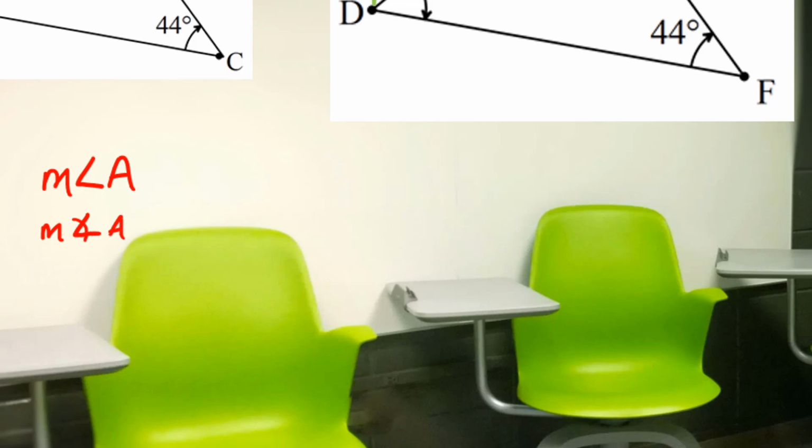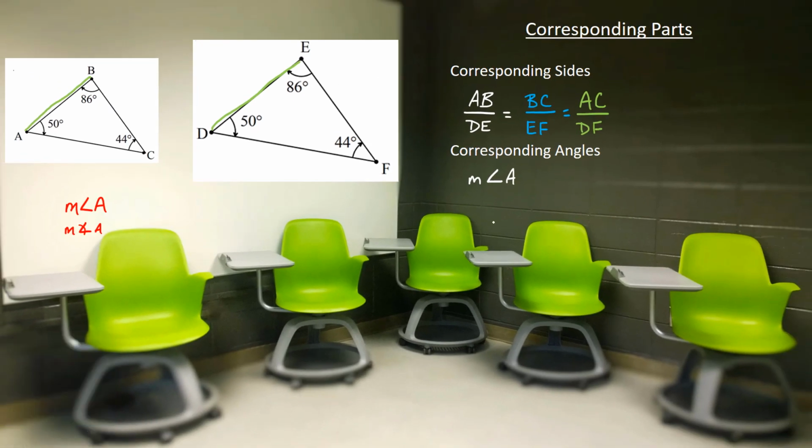So measure of angle A is equal to the measure of angle D. They are corresponding because they're in the same position, have the same angle measure. Let's see, I'm going to do measure of angle B. And the measure of angle B is 86 degrees, and if you look at the other triangle, you see that the measure of angle E is equal to measure of angle B.